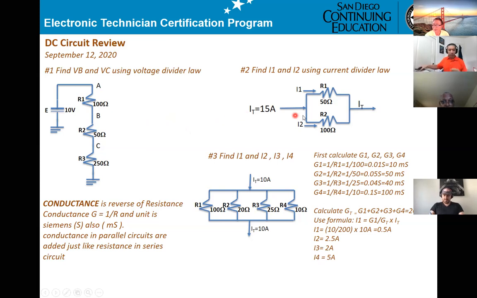Number 2, only 2 resistors in parallel, and they get a total current of 15 amp. And now they want the current on I1 and I2. You will be using the current divider law. That means I1 equals I total times R2 divided by R1 plus R2.